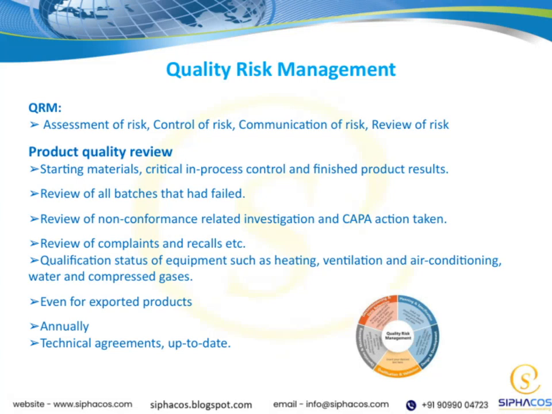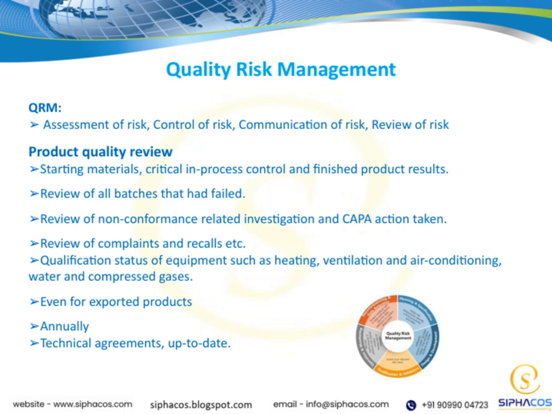Let's take a closer look at quality risk management, or QRM. Essentially, QRM involves 4 key activities: the assessment of risk, controlling that risk, communicating about it, and reviewing it regularly. These steps help ensure that we identify potential issues early and manage them effectively. Now, moving on to product quality review.